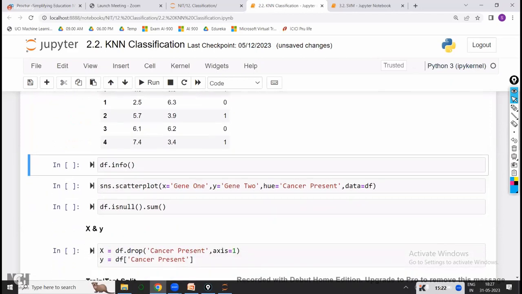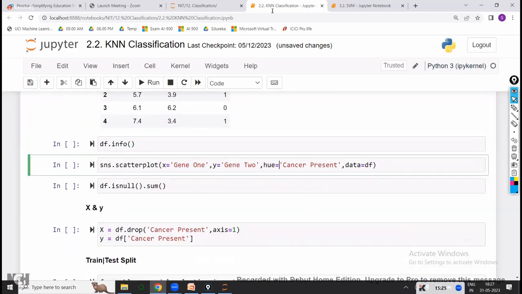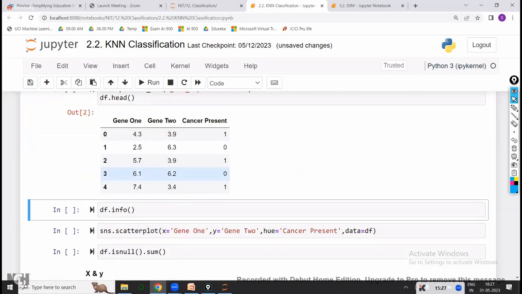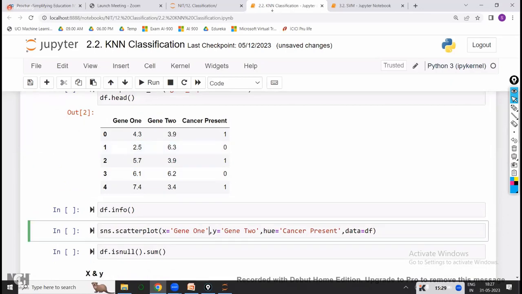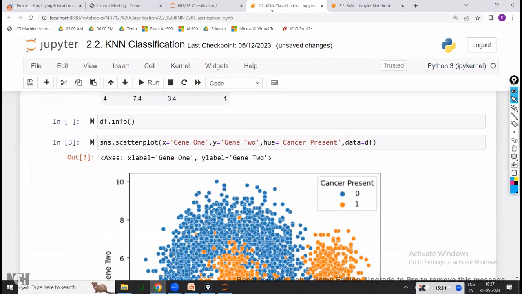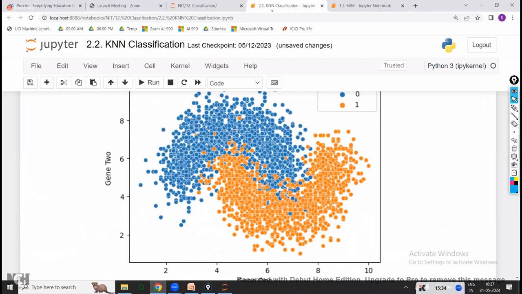So I'm loading the data, and after loading the data, I'm opening the scatter plot. Here I'm having x1 and x2 and y variable. Now, can you see the scatter plot? This is the initial scatter plot for the data set.